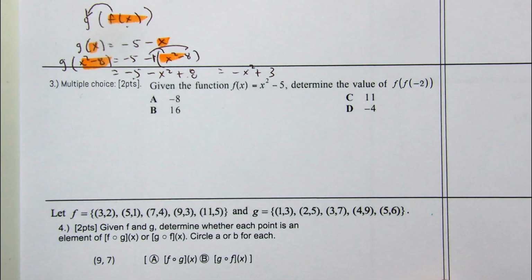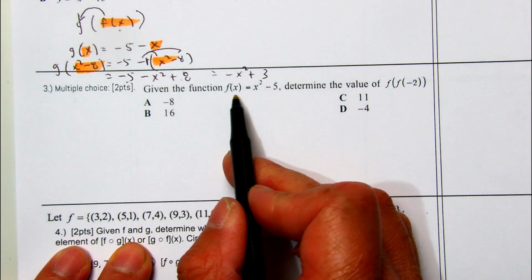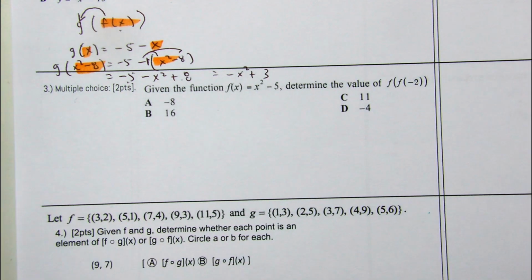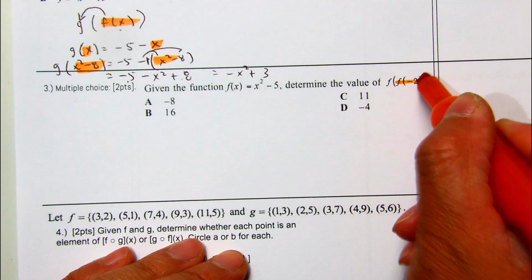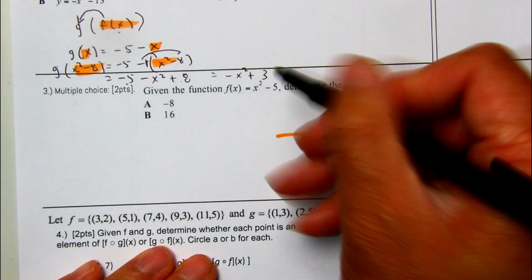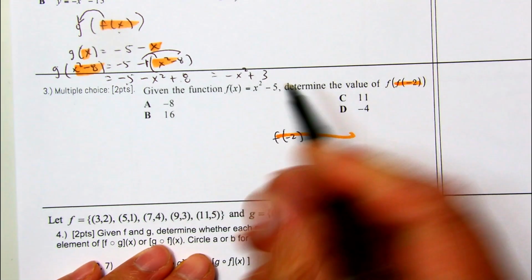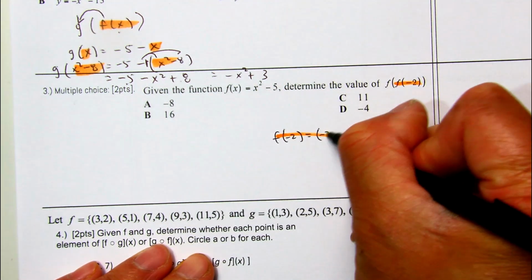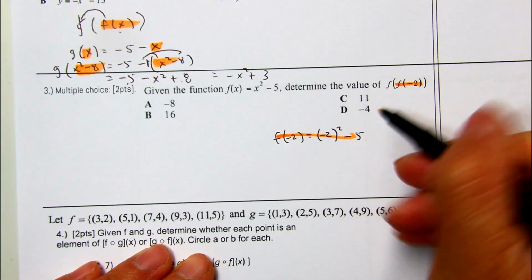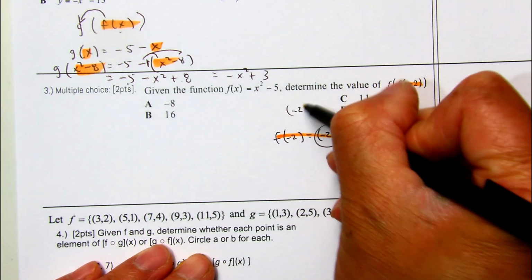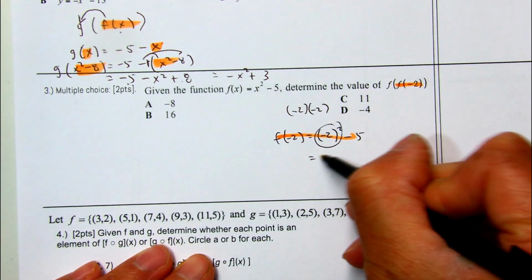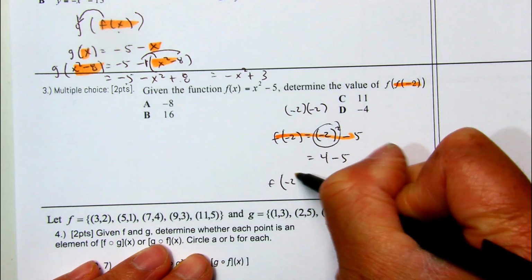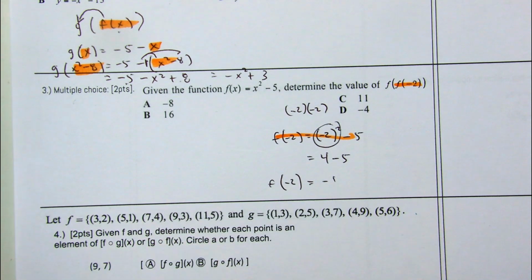Question number 3. Given the function f of x, determine the value of f of negative 2. So let me go ahead and just do this one right here. F of negative 2 says take this function, and every x value we're putting in negative 2. Remember, that means negative 2 times negative 2, so that would be positive 4. 4 minus 5 is negative 1. F of negative 2 is negative 1.